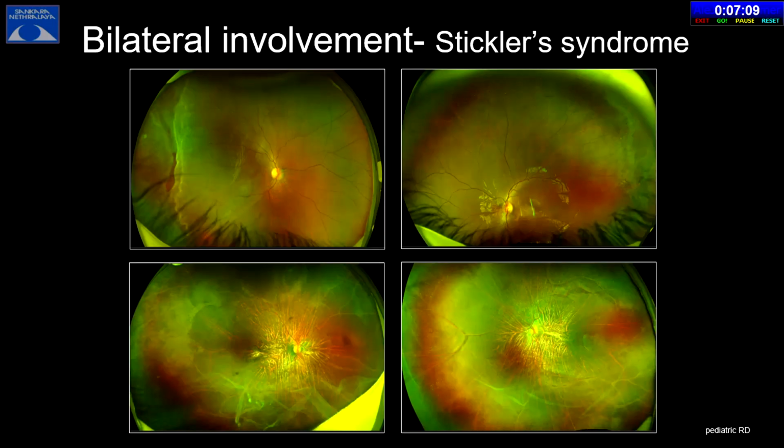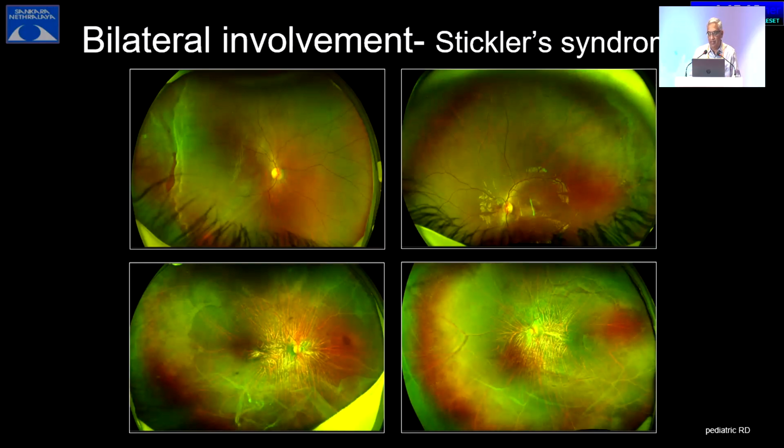This is one of the pictures showing bilateral involvement. Most of these eyes, being a congenital disorder, are likely to have bilateral involvement. Here is Stickler syndrome, with one eye having a large tear and detachment. You look at the vitreous here, and the other eye having lattice degeneration.